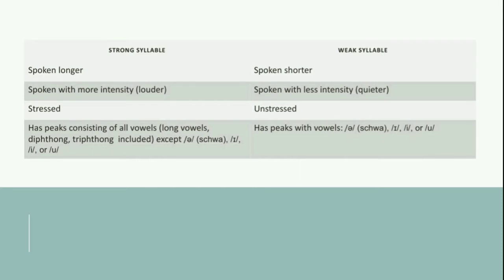When we compare weak syllables with strong syllables, we find the vowels in a weak syllable tend to be shorter, of lower intensity and different in quality. But in a strong syllable, it is spoken longer and with more intensity, or louder. A strong syllable is stressed, while a weak syllable is unstressed. A strong syllable has peaks consisting of all vowels, long vowels, diphthongs, and triphthongs included, except schwa, i, or u. And a weak syllable has peaks with the vowels schwa, i, or u.